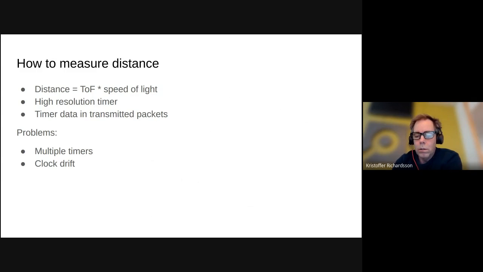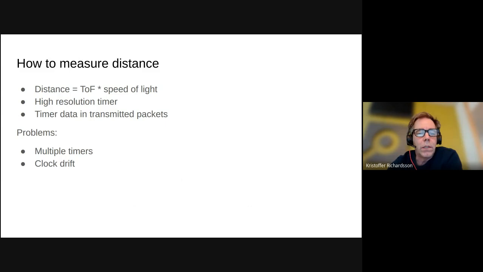So now we have a radio where we can measure times very precisely. And the way to use it is, of course, to use the speed of light. So we measure the time it takes for a radio packet to travel from one radio to another one. And since we know it's going to go with the speed of light, we can calculate the distance.